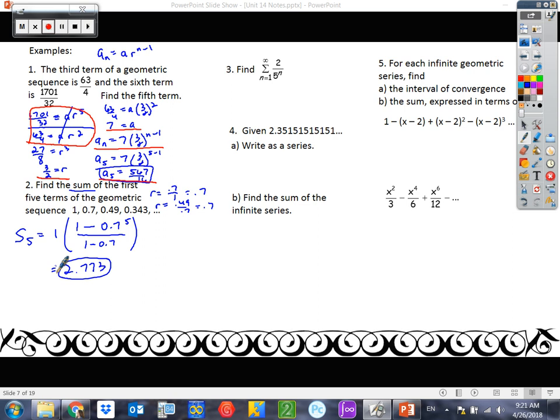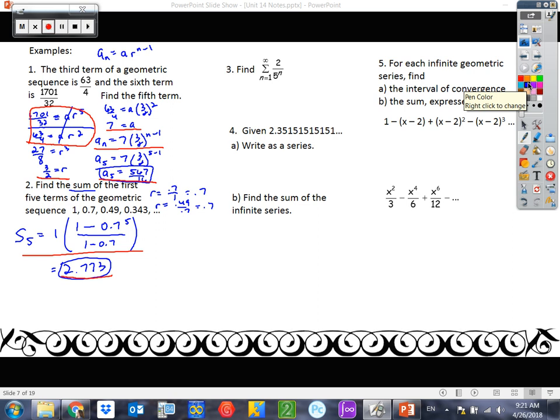Okay, this one, the work is fairly simple. I need the formula and the answer. Okay? That's all you need to show for work on that one. How are we doing? Okay.